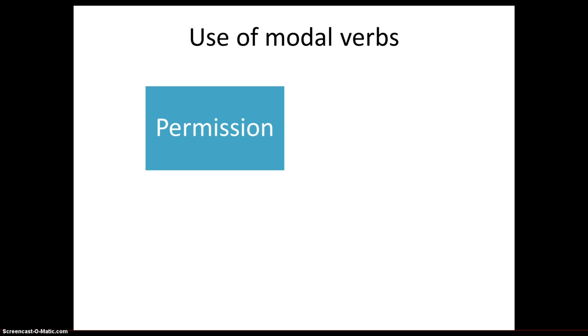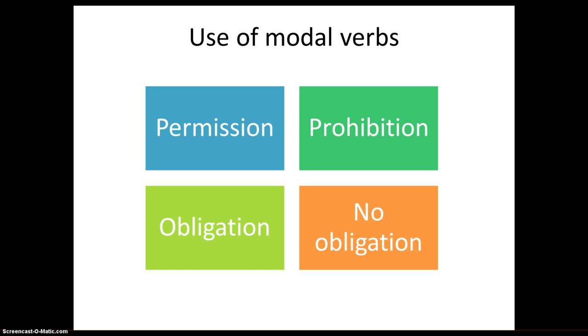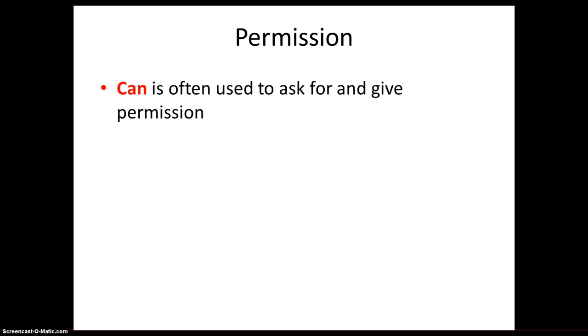First, permission. Before you go to the toilet, you usually ask the teacher for permission to go. Second, prohibition, things that you cannot do. Third, obligation, things that you should do. And lastly, for this lesson, no obligation. Well, you can do it, but it's not compulsory kind of thing. So let's look at permission first.